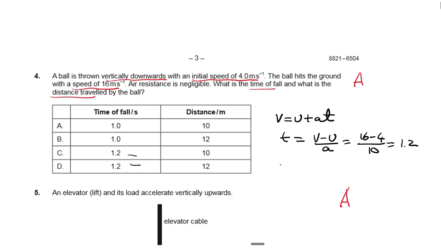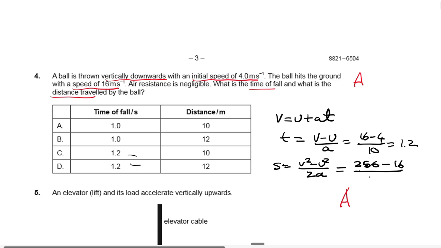And then we have distance traveled. Let's use a different formula. We can do v squared is equal to u squared plus 2as, and that gives us s is equal to v squared minus u squared over 2a. 16 squared is 256, right? And then minus 16 divided by 2 times our acceleration, which is 20. And so what we have is 240 divided by 20, that is 12. And so our answer is D.